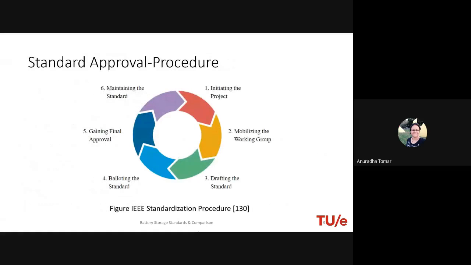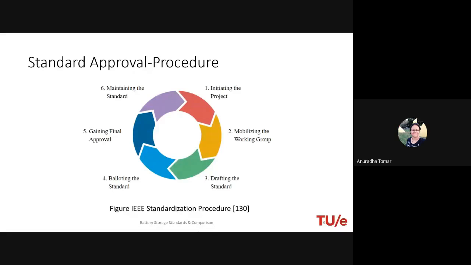So here comes the standard approval procedure. For this procedure I have just taken a reference from the IEEE standardization process, but a different organization could adopt a different standardization process. If you look at the broader steps, these are almost similar, but with different names or some minute differences in some steps. I will try to explain this figure with the help of one example that I am referring from one of the Australian projects with DNV GL.